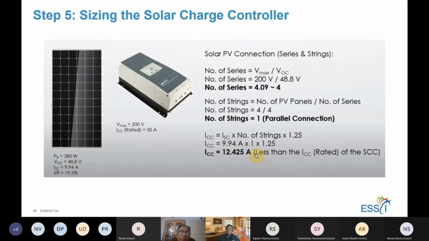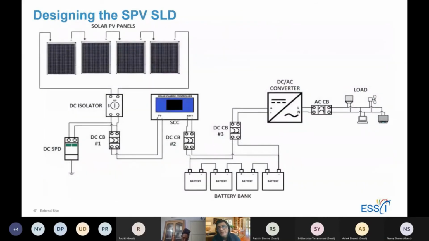Your VOC is 48.8 volt. You know your current ratings and your voltage ratings, and based on that, you select a solar charge controller. We have selected a solar charge controller with a rating of 200 volts and ICC of 50 amp, and it is safe. It can be used with your PV panel and your battery system.